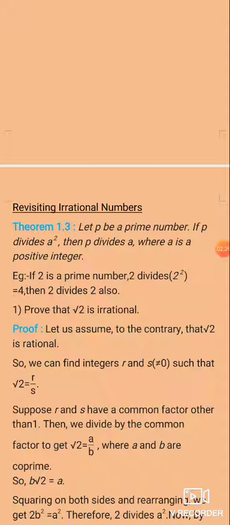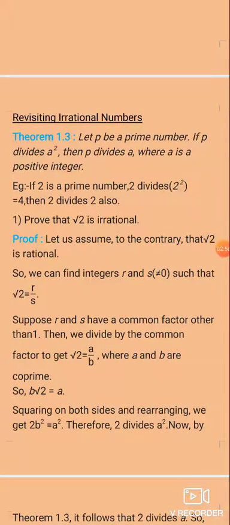Now listen carefully. Here the theorem once more. If P is a prime number, if P divides A square, then P divides A also, where A is any positive integer. Now our proof, that is important. You can learn it by heart or just listen carefully. It is very simple one. Prove that root 2 is irrational. We need to prove what? Root 2 is irrational. For that the proof or the solution, let us assume to the contrary.